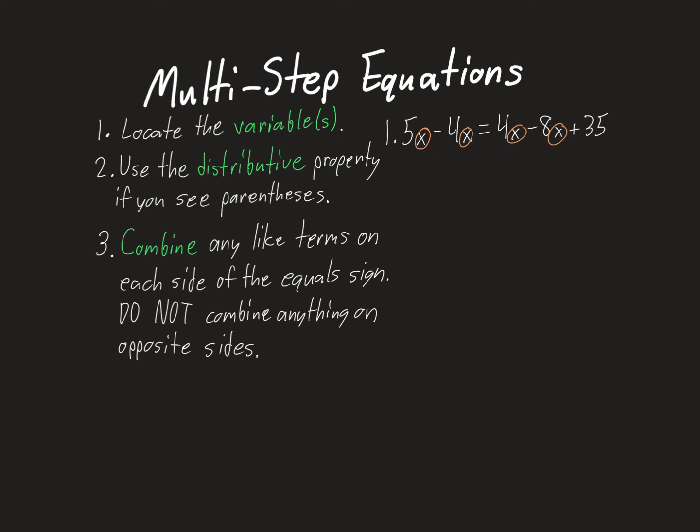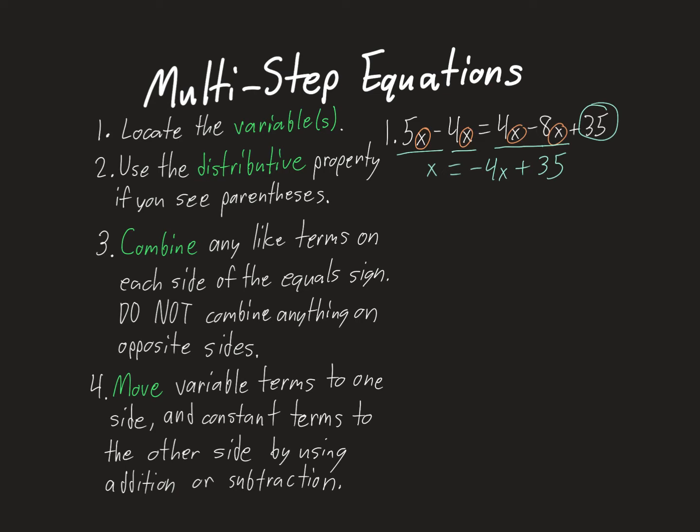So, on the left side, we have 5x minus 4x, which, when combined, will give us a 1x, or just x. On the right side, we have a 4x minus 8x, which will give us a negative 4x. Since 35 is the only constant, we'll add that to the end.